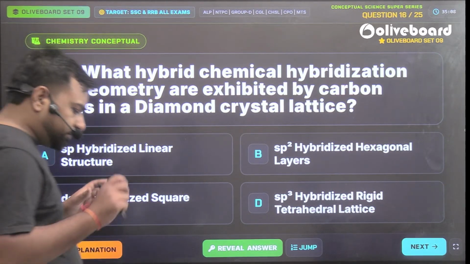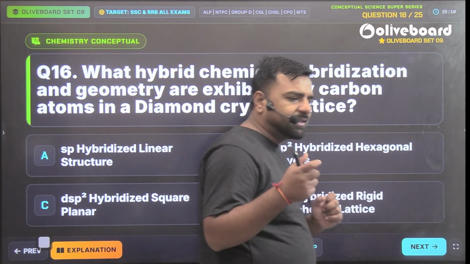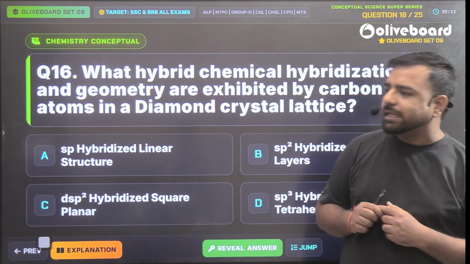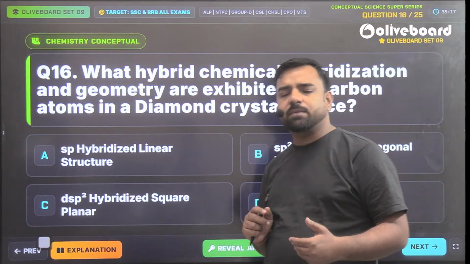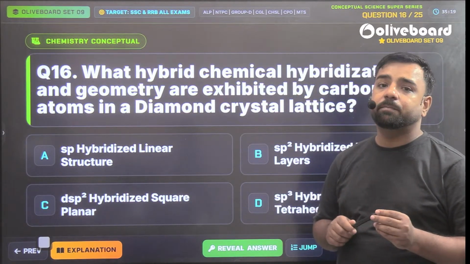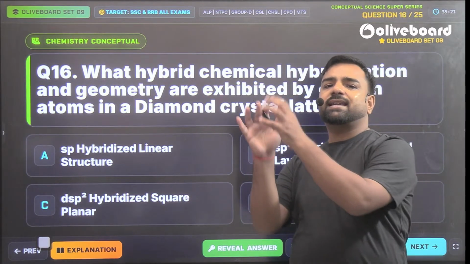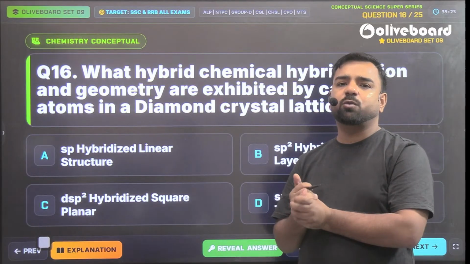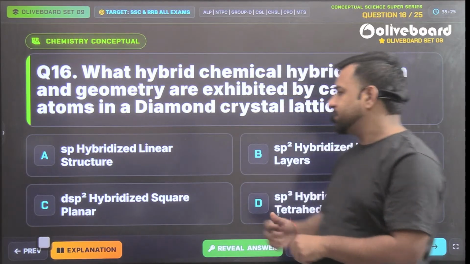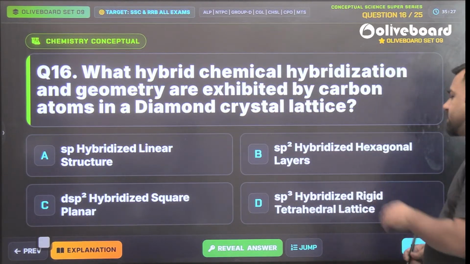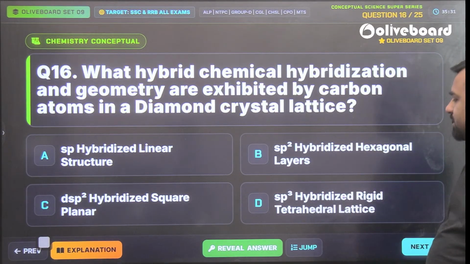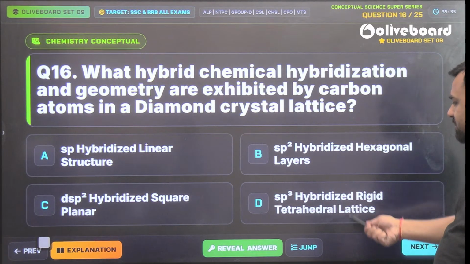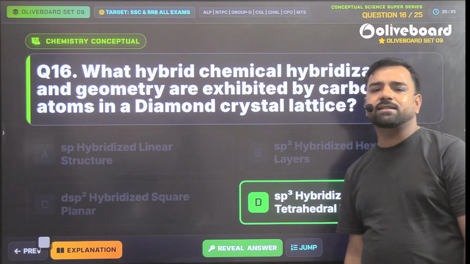So, as we know, diamond has the tetrahedral structure and graphite has hexagonal structure. What about the third allotrope of carbon? The third allotrope of carbon is Buckminsterfullerene, where it has a cage-like structure, right? So that is the football-like structure. So in this case, the options are linear structure, hexagonal, square. If I'm not aware of the hybridization, I can just link it with the tetrahedral lattice also. And here, option number D is the correct answer.